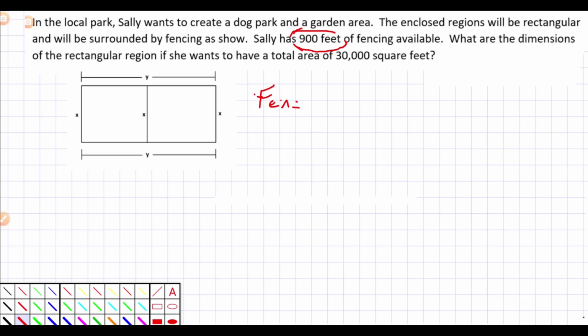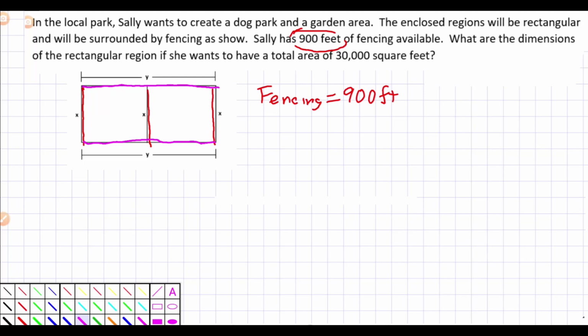The fencing is 900 feet. Okay. So that means to build the fences, what I see here, I see 3 fences that are this way or horizontal that are all the same size. And then I see some other fence that's going across the top and the bottom. So I have one long fence here and I have another long fence here.